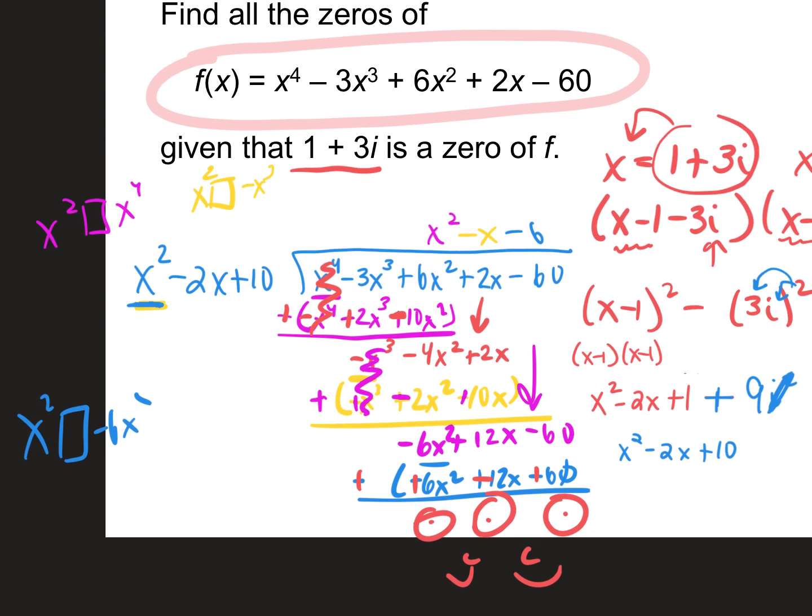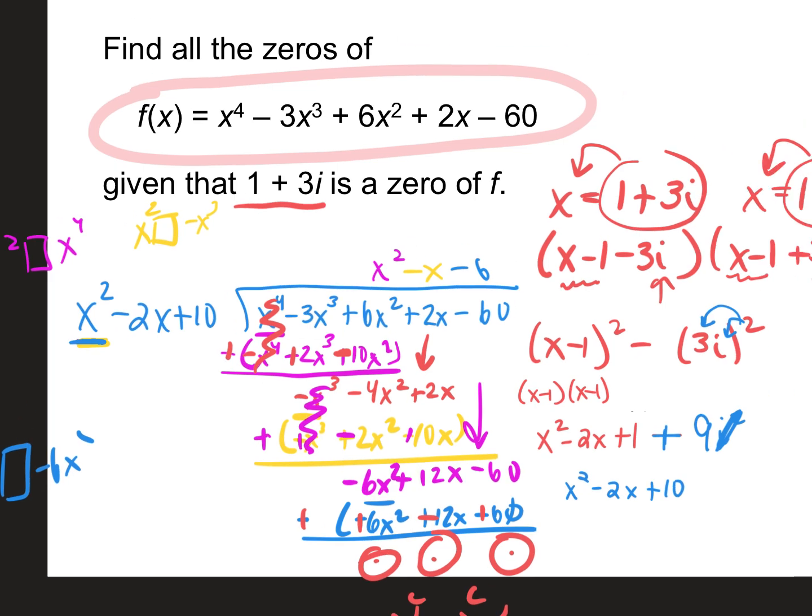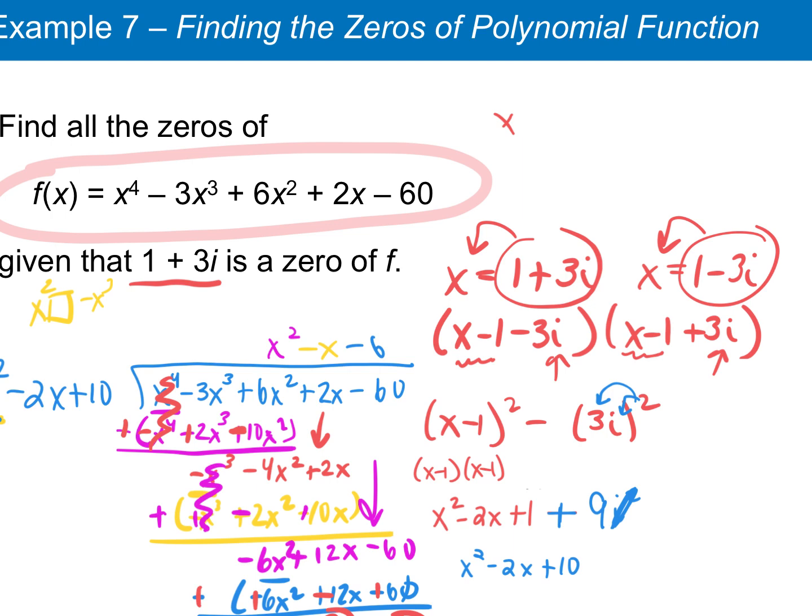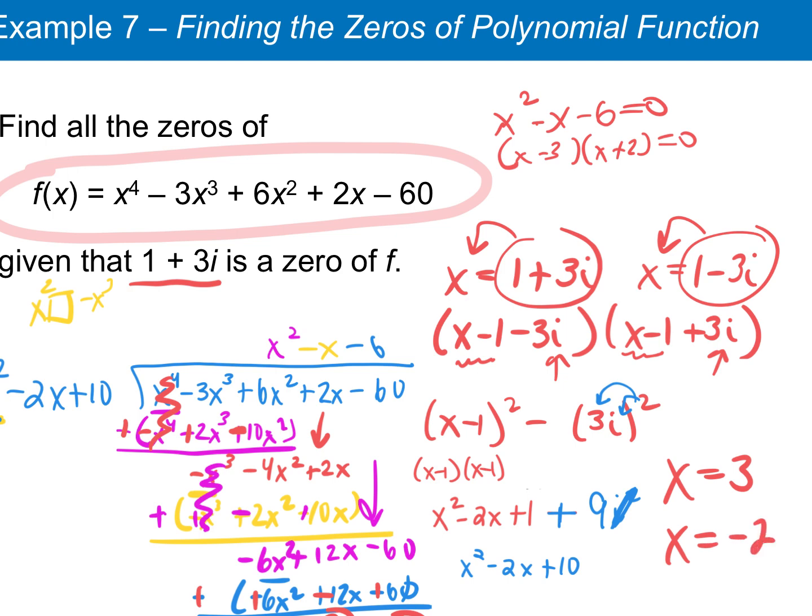We still haven't answered the question, but we're almost there. You already have 2 of the zeros, so now you take this, x squared minus x minus 6, and set it equal to 0. Every single time this will factor. What are the factors of negative 6 that multiply to give me negative 6 but add to give me a negative 1? Minus 3 and plus 2. So your other two x's are x equals 3 and x equals negative 2.